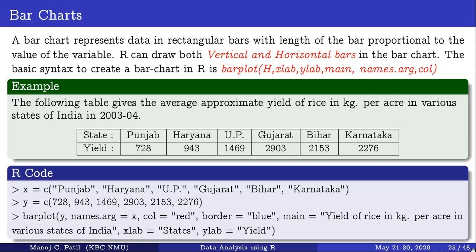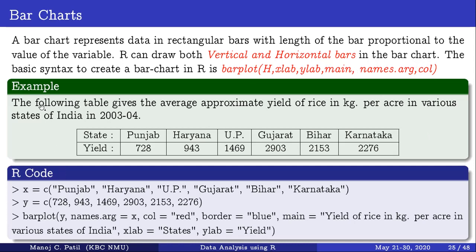Okay, let's move. The names.arg argument will provide the names of the bars we want to plot, and the names of those bars actually. And the last one is the color for each variable, each bar.